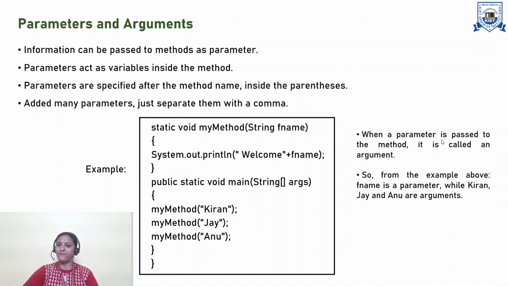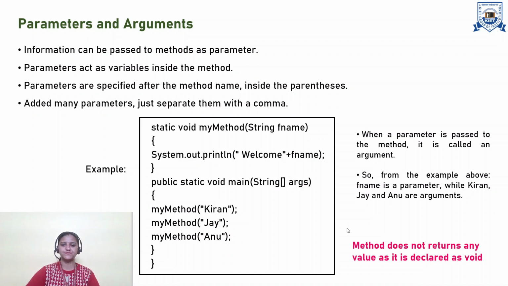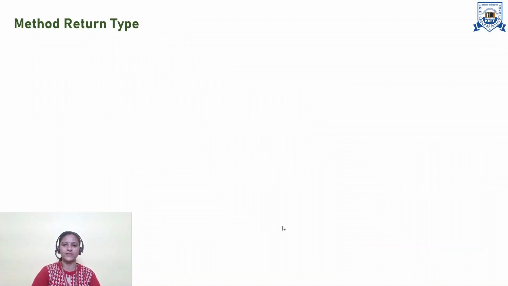So when a value is passed to the method, it is called an argument. In this example, fname is a parameter, while these values which are getting passed to this parameter are known as arguments. This method does not return any value as it is declared as void.